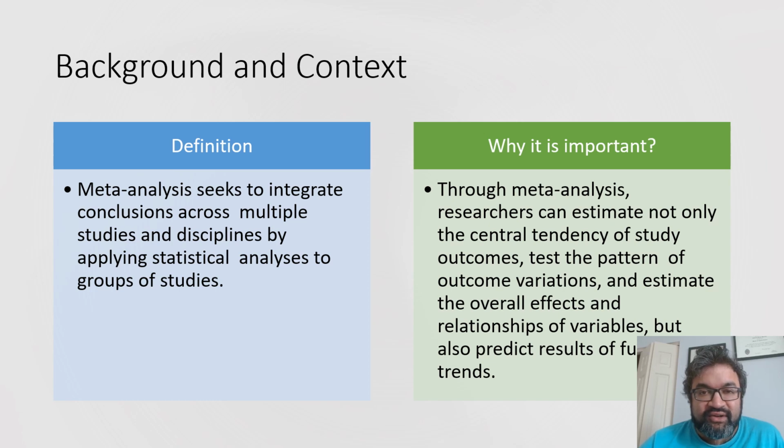So thinking about the background and context, the definition of meta-analysis is to seek and integrate communications and conclusions across multiple studies and disciplines by applying statistical analyses to groups of studies. In terms of meta-analysis, why is it important? Researchers can estimate not only the central tendency of study outcomes, test the pattern of outcome variations, and estimate the overall effects and relationships of variables, but also predict results of future trends.